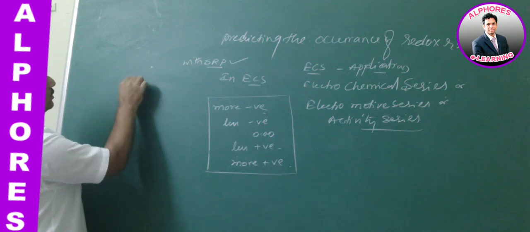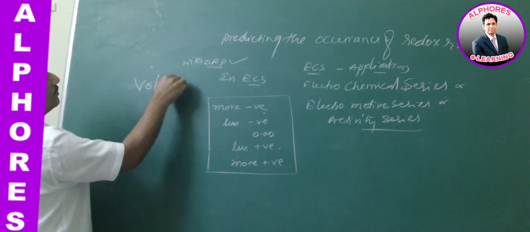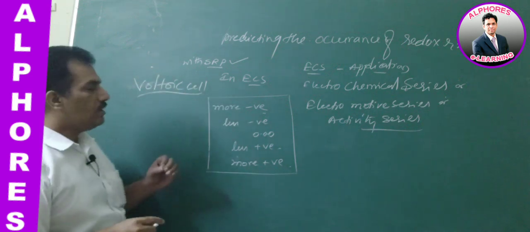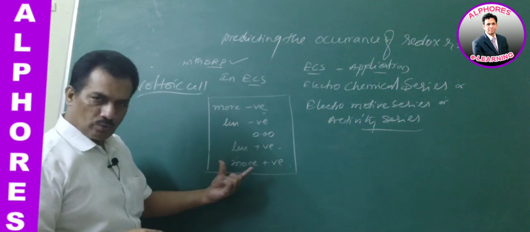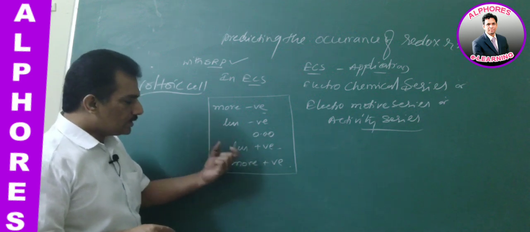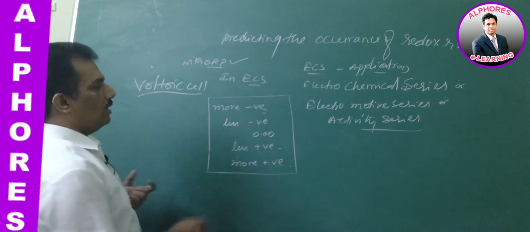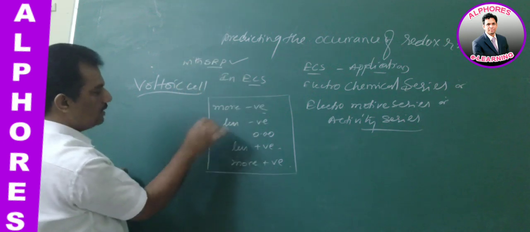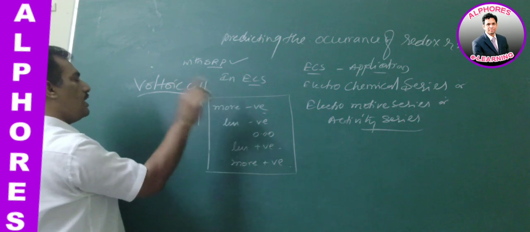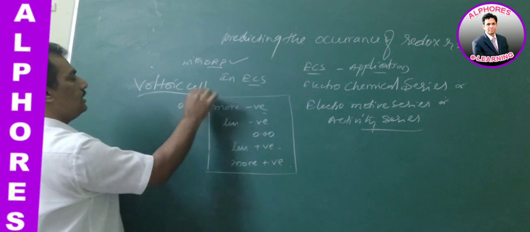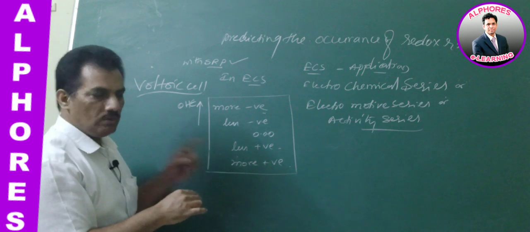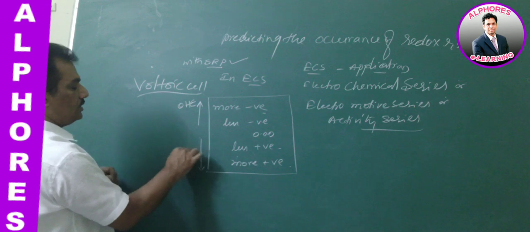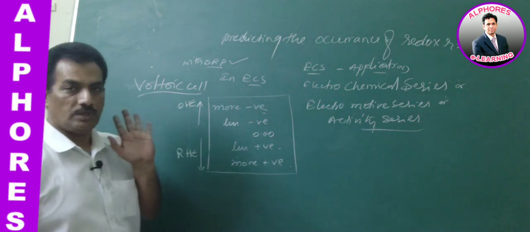To construct a voltaic cell or electrochemical cell, just remember: when we are having two electrodes and arranging the electrode potential orders like this, the above electrode always behaves as OHE, oxidation half electrode, and the below electrode always behaves as RHE, reduction half electrode. It is a relativity.